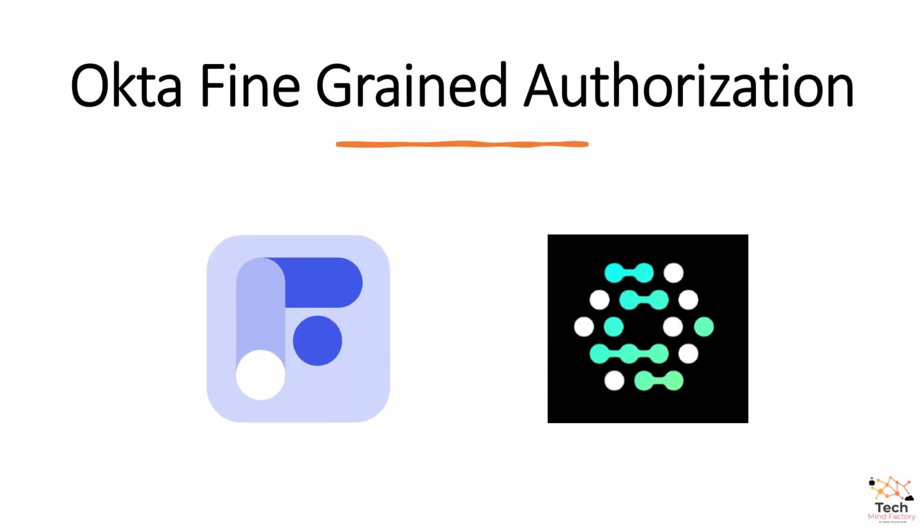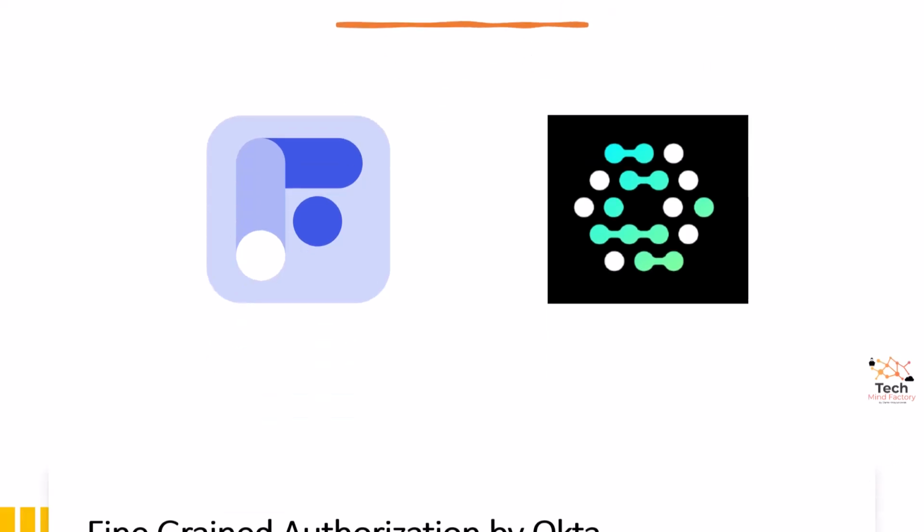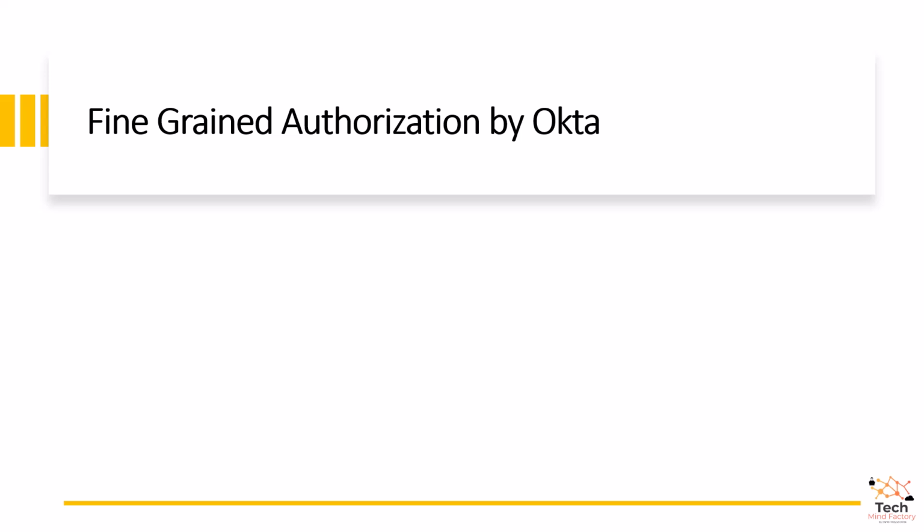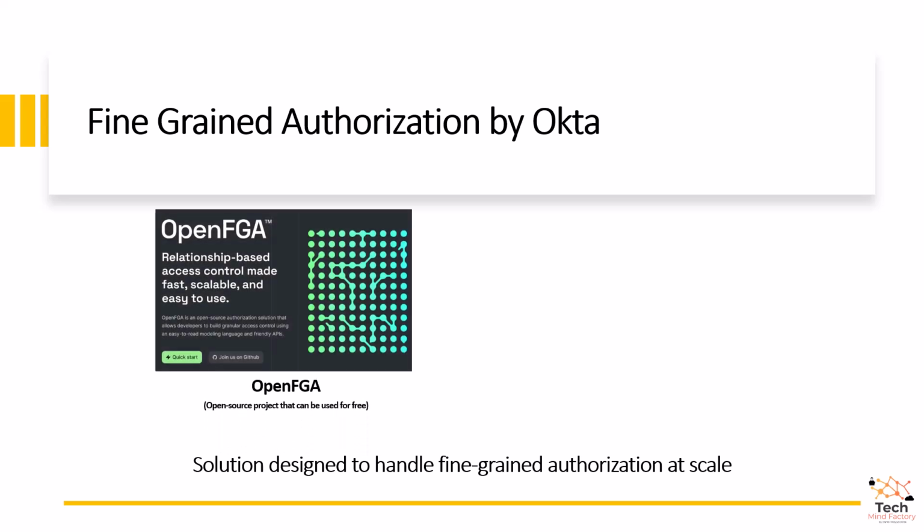Perfect. So now let's talk about Okta Fine Grained Authorization. With Okta Fine Grained Authorization, we can implement architecture like this. So let's talk a little bit more about Fine Grained Authorization by Okta. It's a solution designed to handle fine grained authorization at scale. And here we have two options. We can either use OpenFGA, open source project that can be used for free.